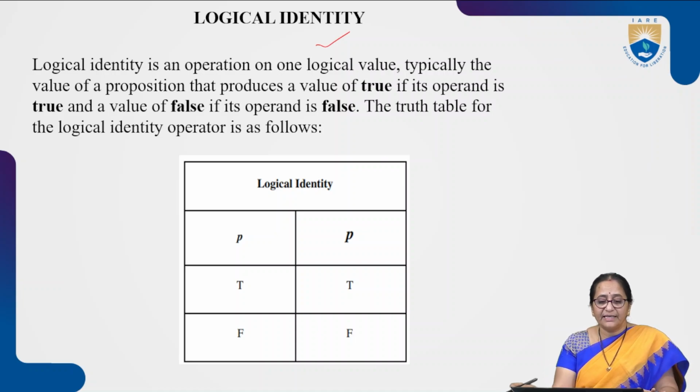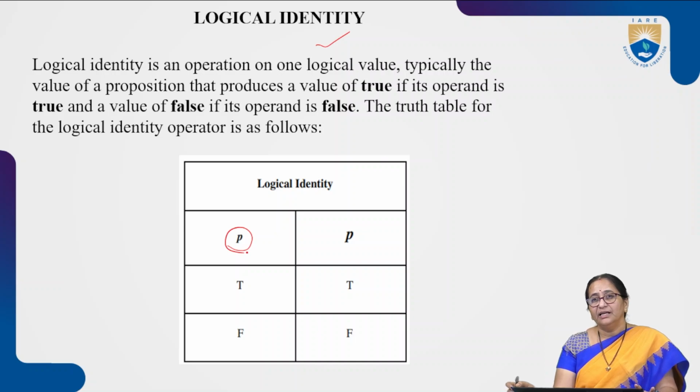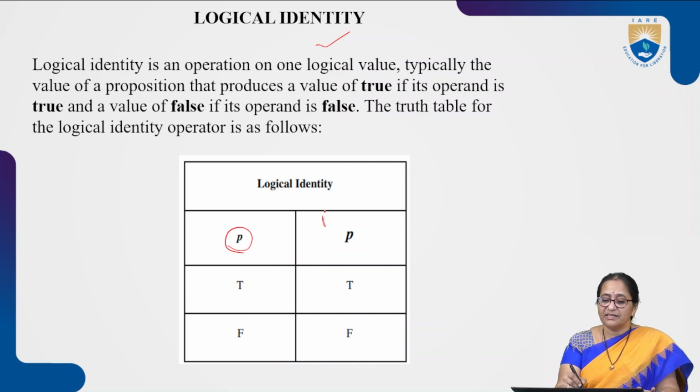Okay, the logical identity is an operation on one logical value, typically the value of the proposition, that produces a value of true if its operand is true. Here we have some value P. I considered one value P. This is the output, this is our result.